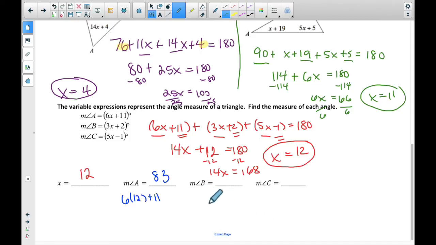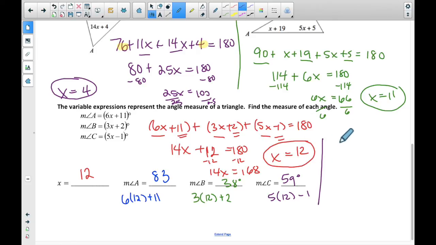Okay, same thing for this. I need to take 12 and plug it in for my b here, so that's going to be 3 times 12 plus 2. I work that out. That is 38. And for c, similarly, I'm going to plug in the 12. So 5x minus 1, 5 times 12 minus 1, put that in my calculator. When I put that in my calculator, I get 59.